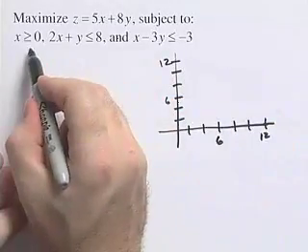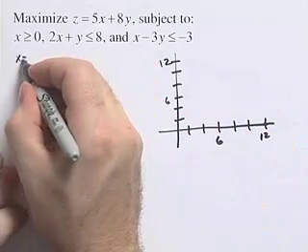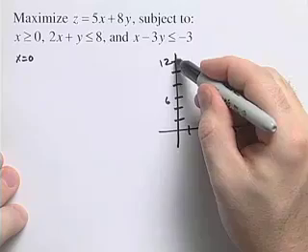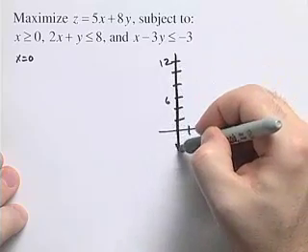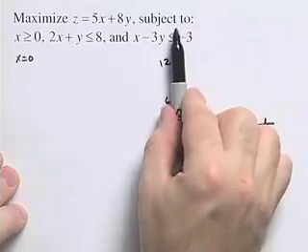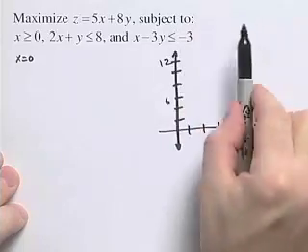So here we have x greater than or equal to 0. If we consider the equation x equal to 0, x equal to 0 is the y-axis. We want x to be greater than or equal to 0, so that puts us over here to the right.